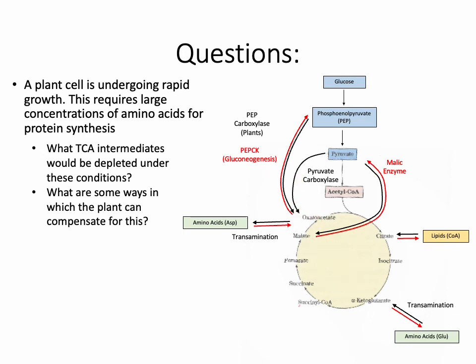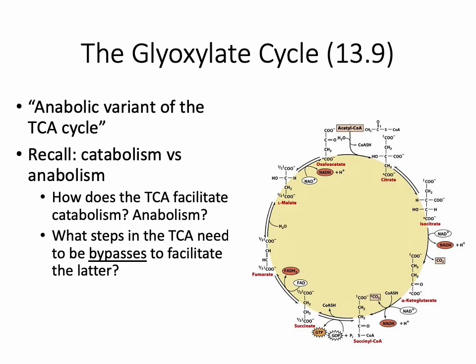In plants, we can actually take this one step further via something called the glyoxylate cycle. This is discussed in section 13.9 in your textbook. This glyoxylate cycle is referred to as an anabolic variant of the tricarboxylic acid or the citric acid cycle. In other words, it's a version of the citric acid cycle which is extremely specialized for anabolic or biosynthetic pathways alone.